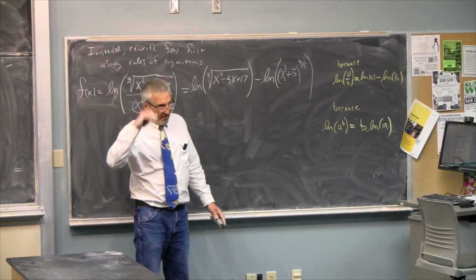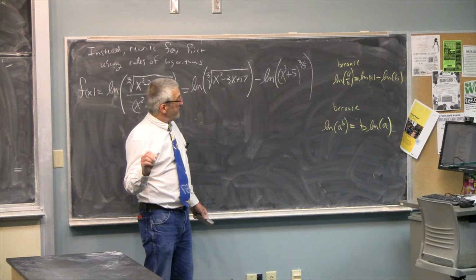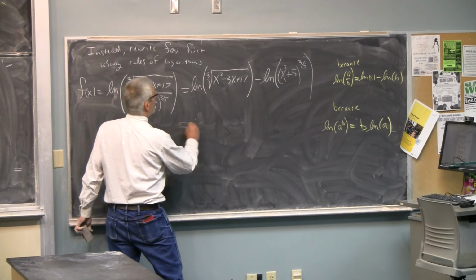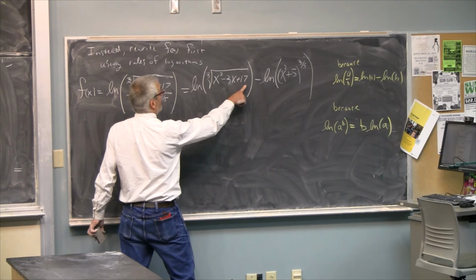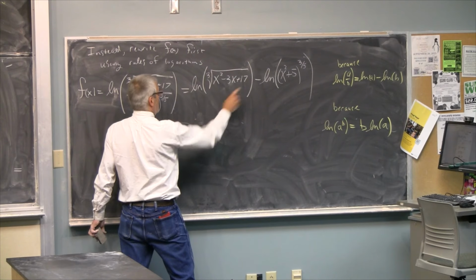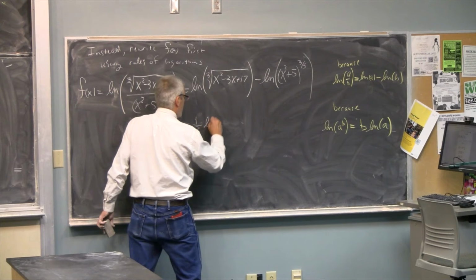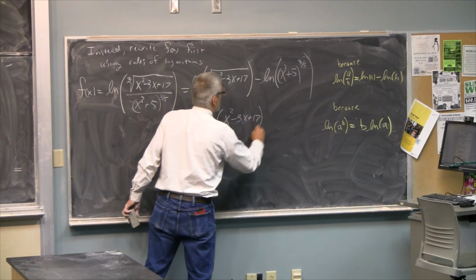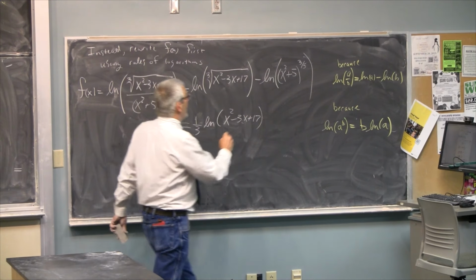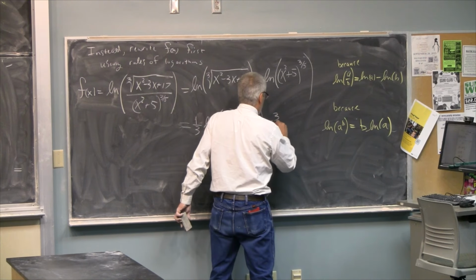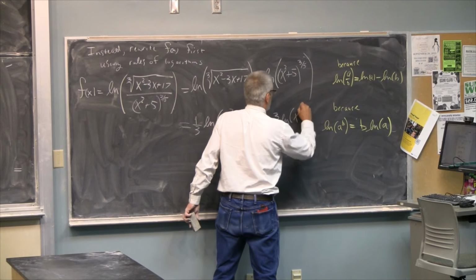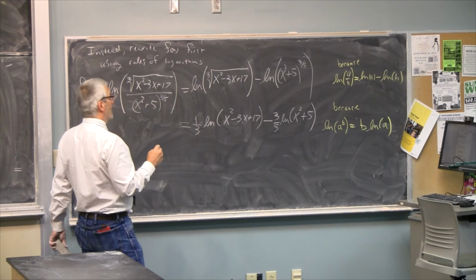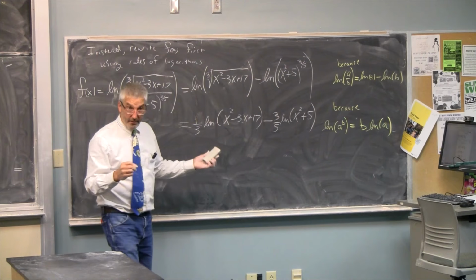So some of these things, you recognize them when you see them. If I do that applied to this, notice this is all this stuff to the 1/3 power. So this is going to be 1/3 times ln of x squared minus 3x plus 17 minus 3/5 ln of x squared plus 5. So we use the rules of logarithms twice.